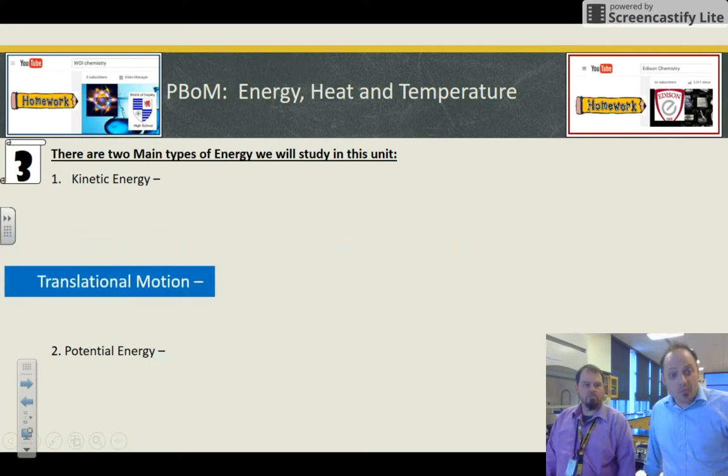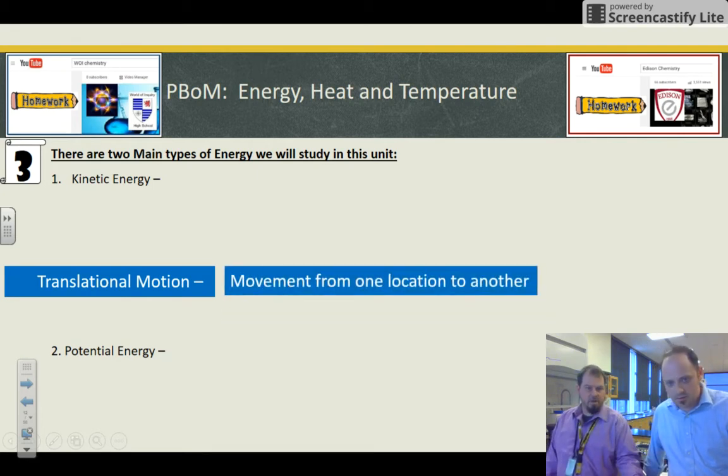They can also move from point A to point B. This is like you changing classes. You're literally going to move from one spot to another. That's translational. Atoms vibrate as they do it. They go from one place to the other as they vibrate.